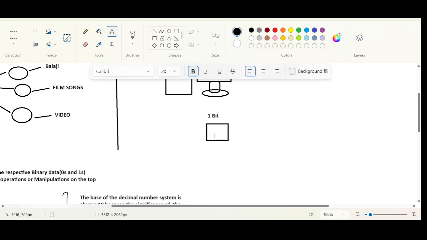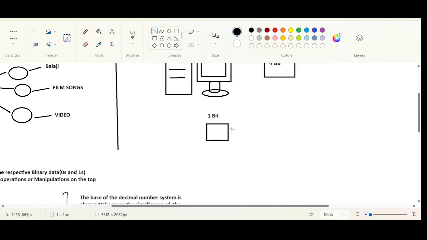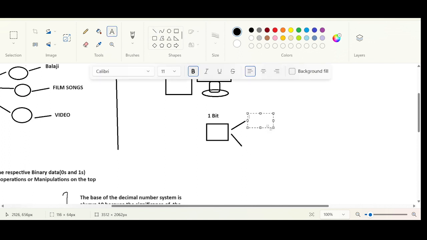What kind of data can you store in this 1 bit? There are 2 possible values that you can store in this 1 bit. What are the 2 possible values? One is 0. Second one is 1. At any point of time, we can store any one value among these 2 possible combinations, 0 or 1. If you have 1 bit of memory, you are allowed to store only 2 values. One is 0, second one is 1.